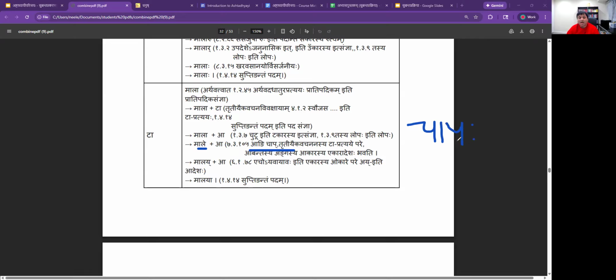एकारादेशः भवति, आङ्गी चापः, not chap. क्षम्यतां टाइपिंग मिस्टेक. माले माले योग आ, तदनन्तरम् एचोयवायावः इत्यनेन मालाय योग आ.